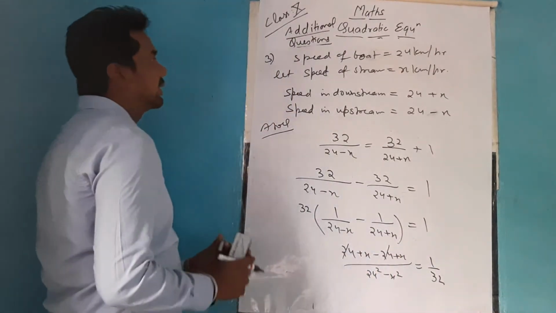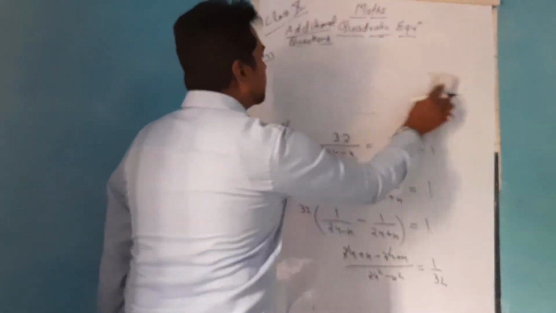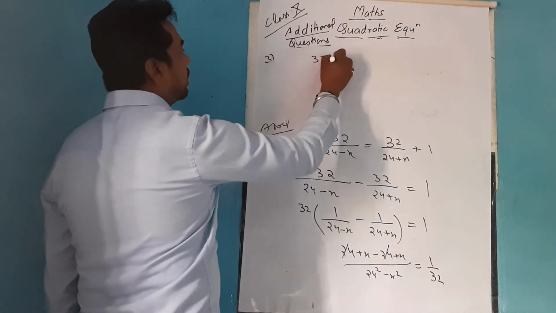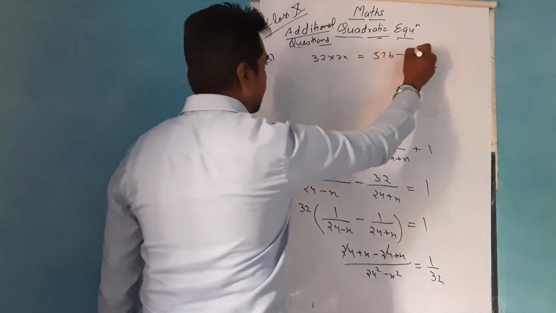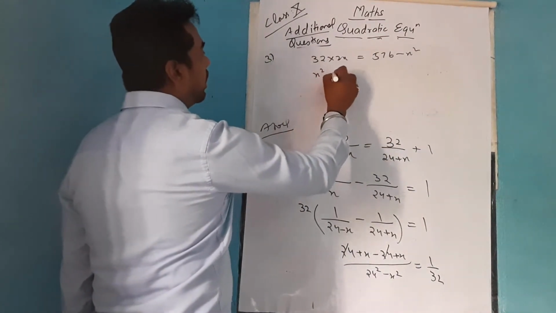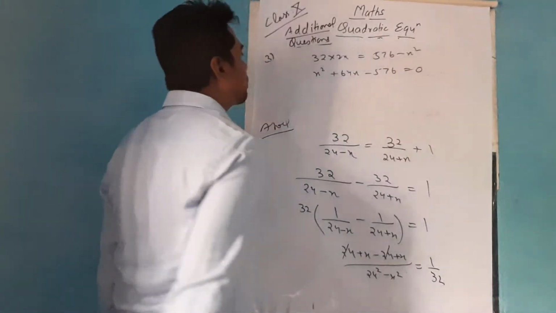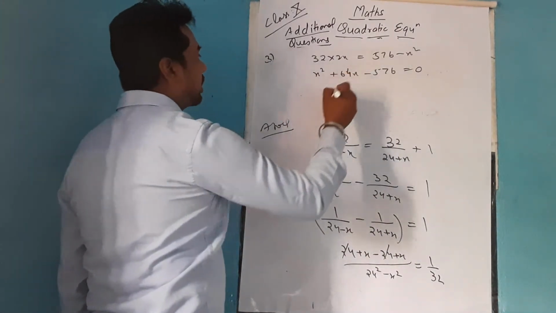24 is cancelled. Now I'm rubbing the upper part. So this will become 32 into 2x equals 576 minus x square. Now putting all terms on one side, x square plus 64x minus 576 equals 0. Now we'll apply the quadratic formula to get the value of x.